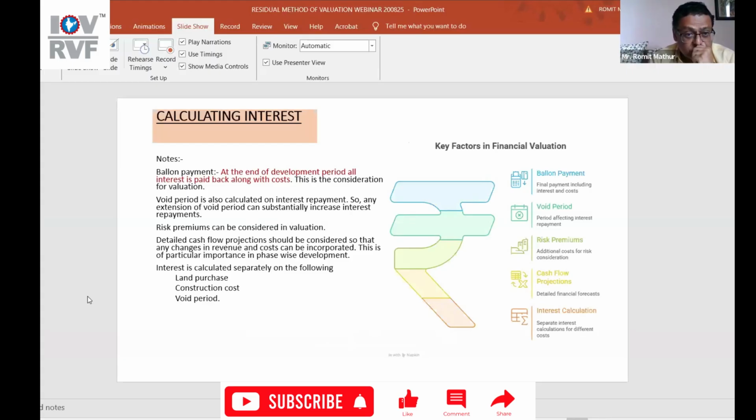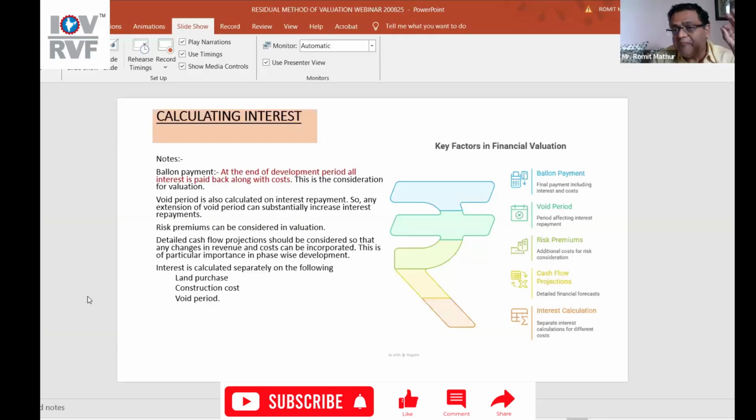Calculating interest. Now, this is the concept of balloon payment. At the end of the development period, all interest is paid back along with the cost. That is the consideration for valuation. Void period is also calculated on interest payment. So any extension of void period can substantially increase interest payment.